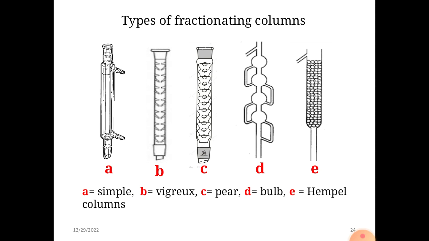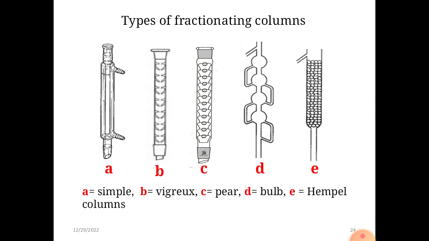Many other varied shapes are also available. Different shapes we can also use, that is pear shaped or bulb columns. Shown in diagram C is a pear shape, and D is a bulb shape. These are the Vigreux types of columns.